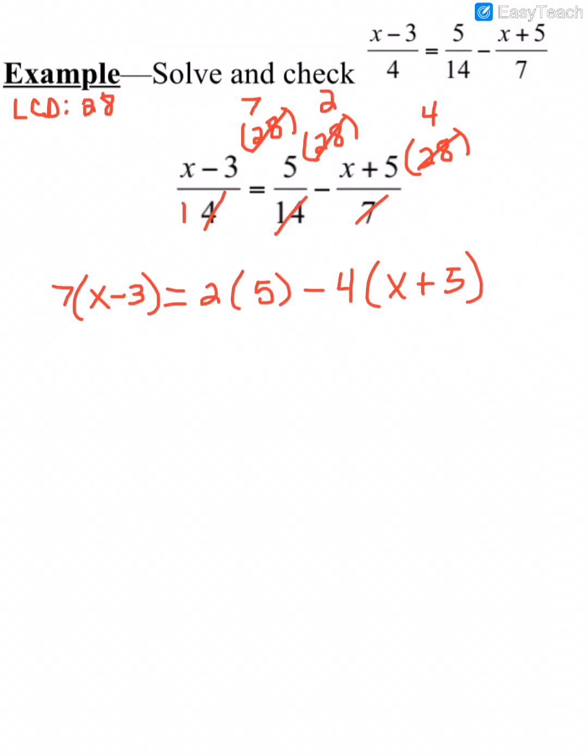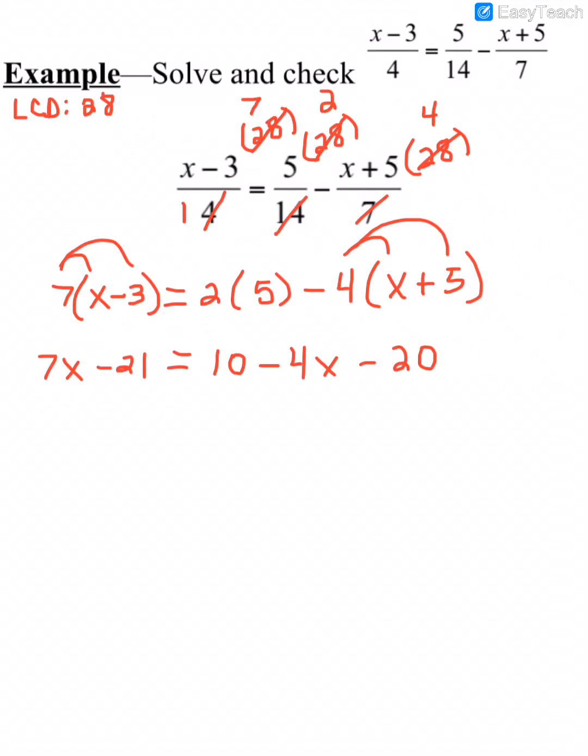The first thing I'm going to do is distribute to get rid of the parentheses. So that's 7x minus 21 equals 2 times 5, which is 10. Now I need to distribute the negative 4, so that's minus 4x minus 20.